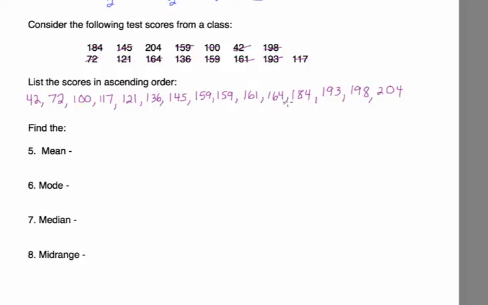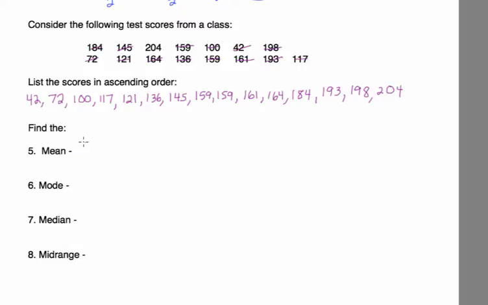First step is to list the scores in ascending order. I like to cross out the values as I go. I like to count up how many I have in my list and make sure that it's the same number. A computer program, Excel, could order your list for you, as well as some calculators.